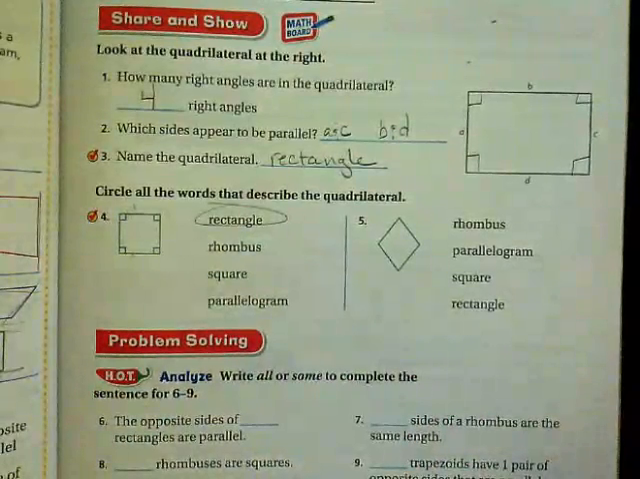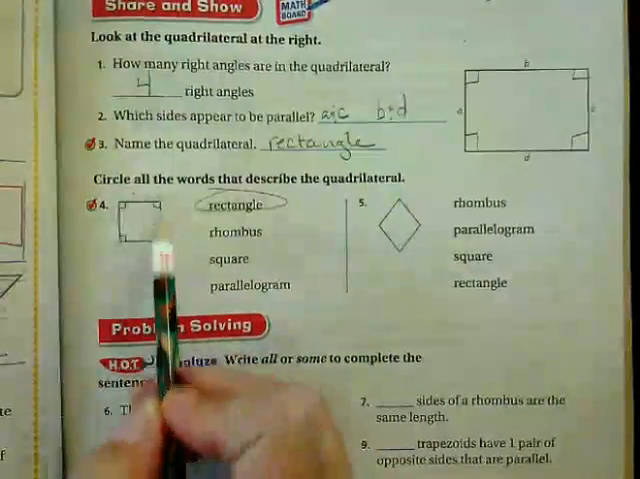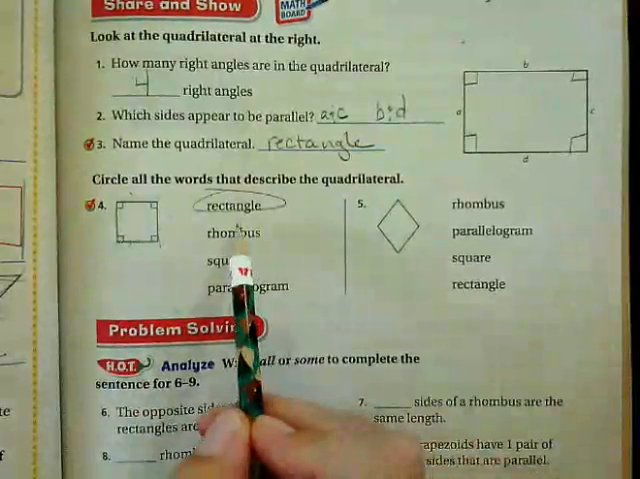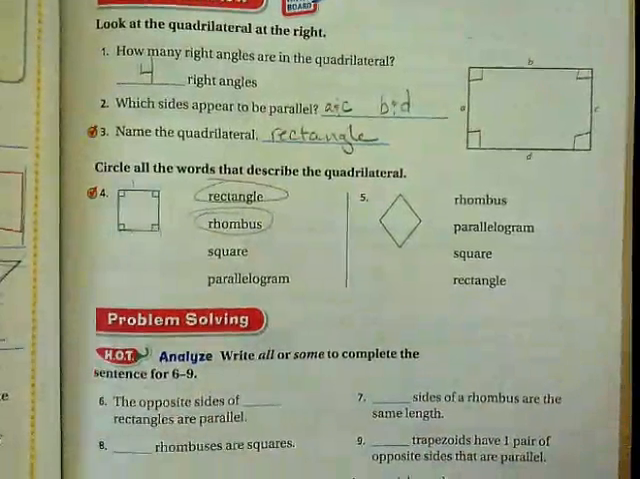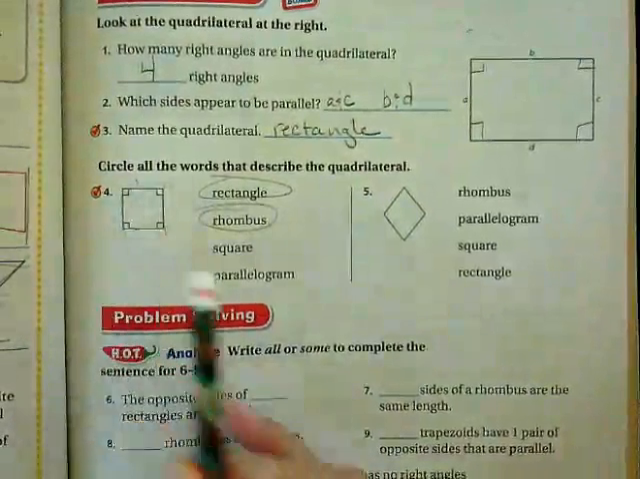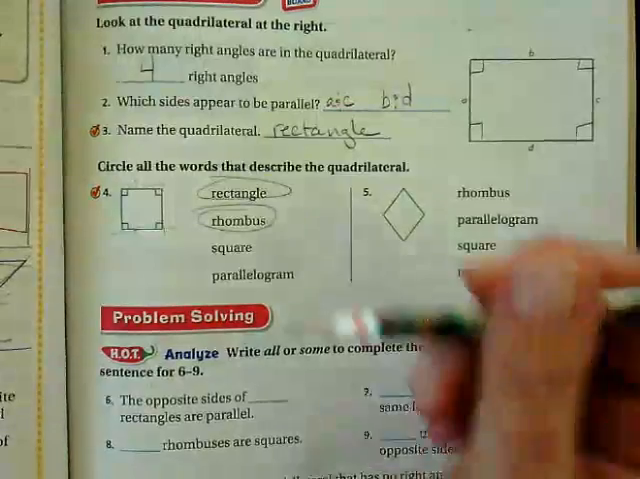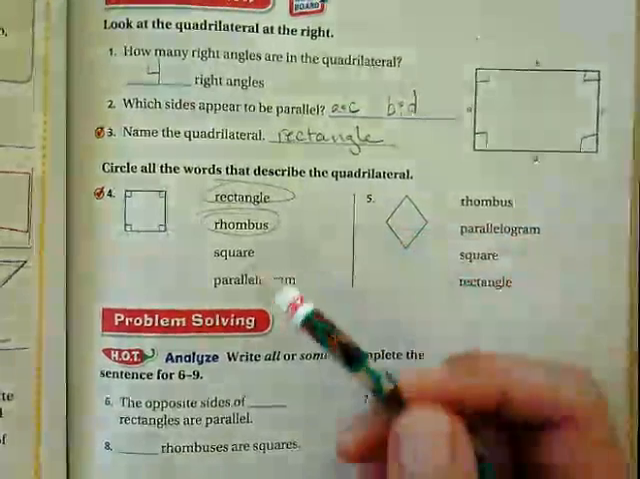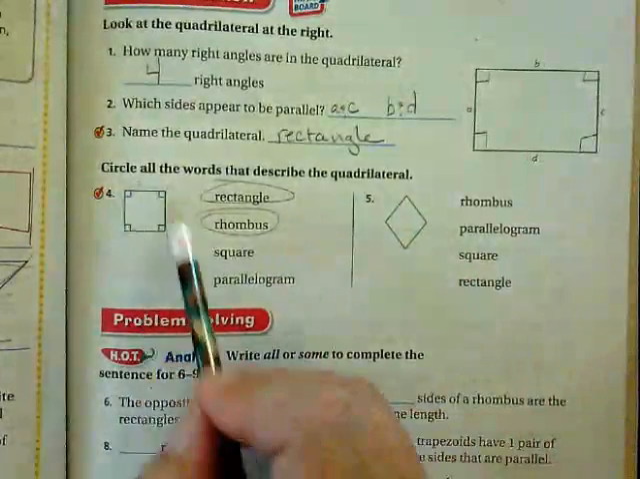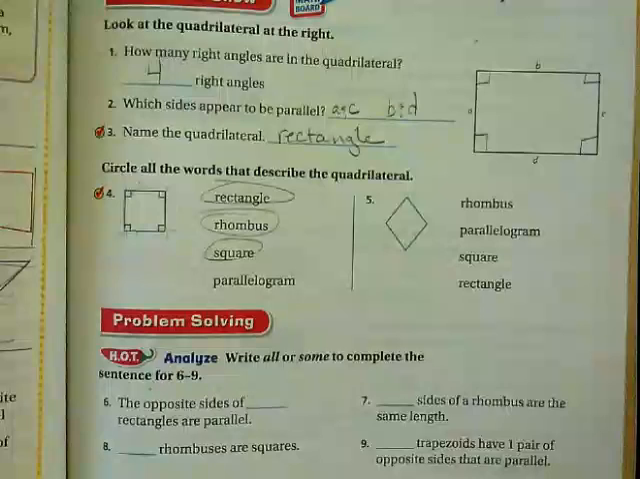How about a rhombus? Are there 2 pairs of opposite sides that are parallel? Yes. 4 sides that are of equal length? Yes. It's a rhombus. How about a square? 2 pairs of opposite sides that are parallel? Yes. 4 sides that are of equal length? Yes. 4 right angles? Yes. It is a square. How about a parallelogram?